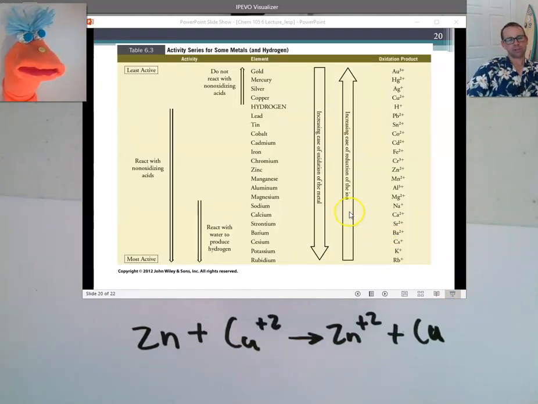So here is our activity series. I've seen that. Oh yeah, where have you seen it? It's on the back of the periodic table. That's right, it's on the back of the periodic table. And it shows us the more active elements.